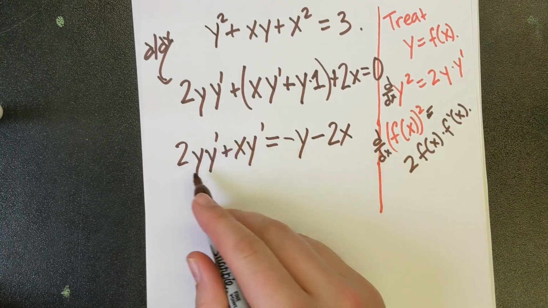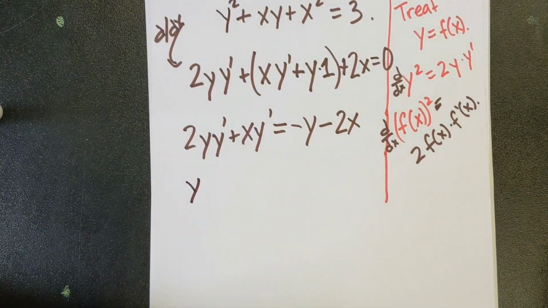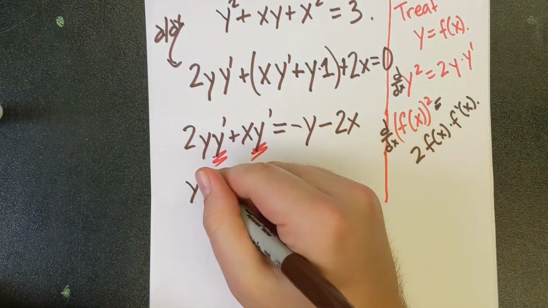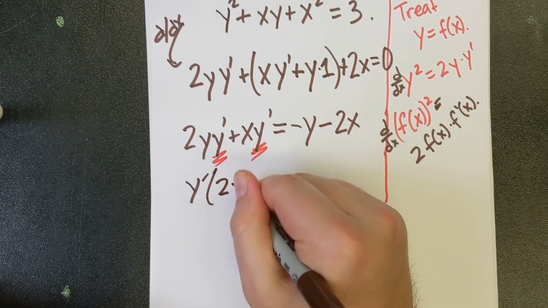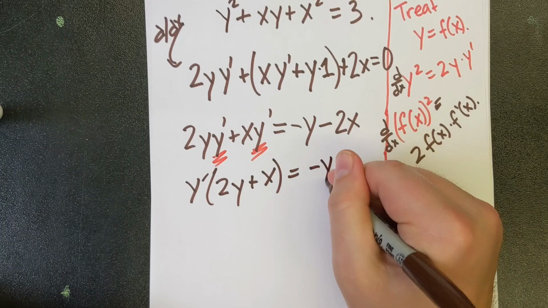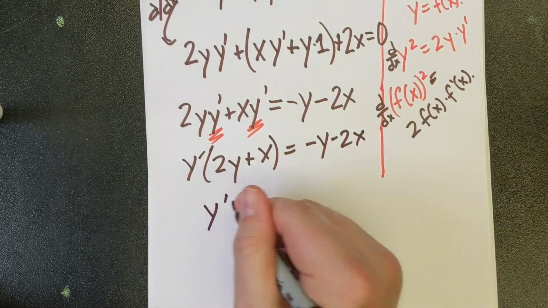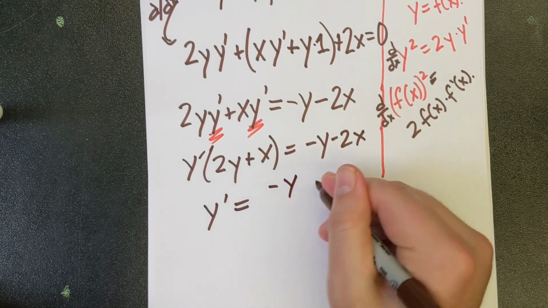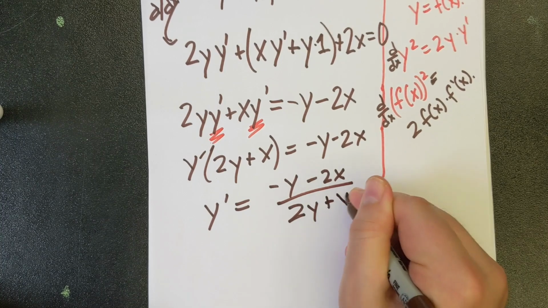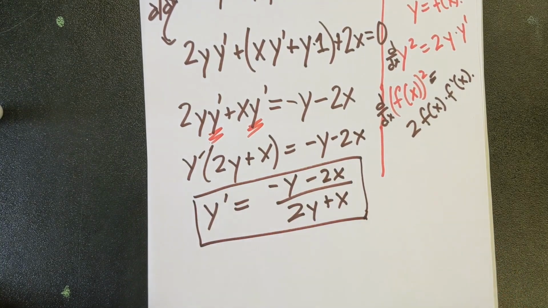And since I only have y prime stuff on this side, I can factor it out. It's like, look, I got this y prime piece, this y prime piece. So let's just factor out the y prime, leaving you with 2y plus x equals minus y minus 2x. And then I can solve and say y prime must be minus y minus 2x divided by 2y plus x. And so now I've solved for y prime.